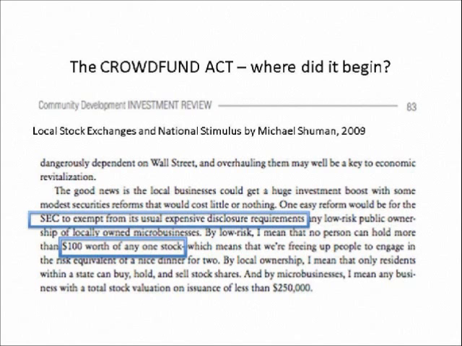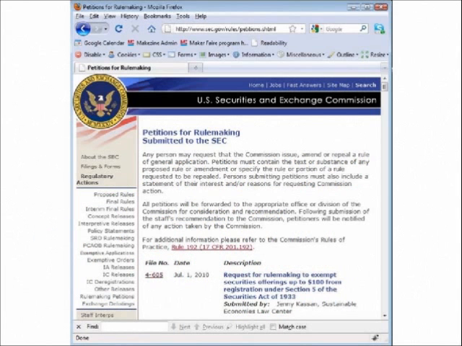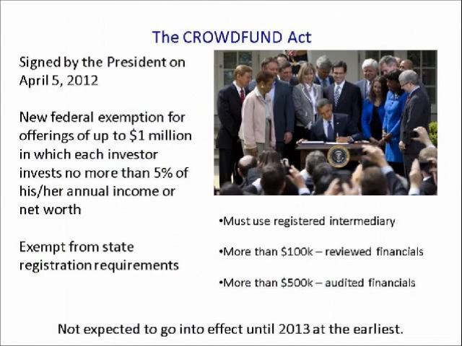This is the letter we wrote to the SEC. A lot happened between that and this happening. But amazingly enough, last April, and Michael and I were there, the CROWDFUND Act was signed. It changed a lot from our original proposal, unfortunately, I would say a bit for the worse. The good news is that under the new law, people will be able to invest up to 5% of their annual income or net worth. These offerings will be exempt from state registration requirements, so you'll be able to offer in all 50 states pretty easily. You'll be able to raise up to $1 million.